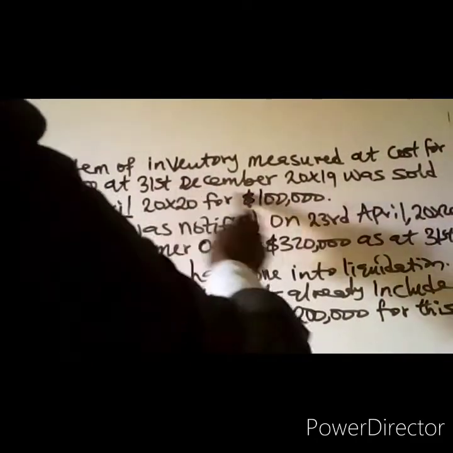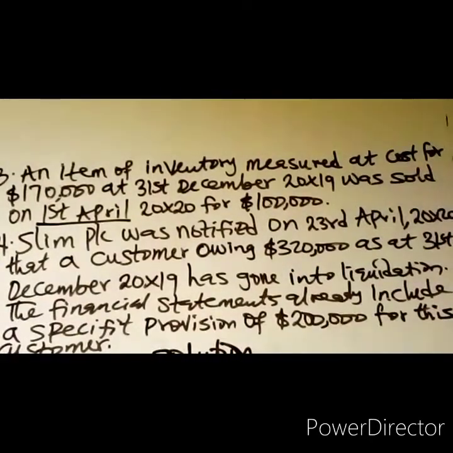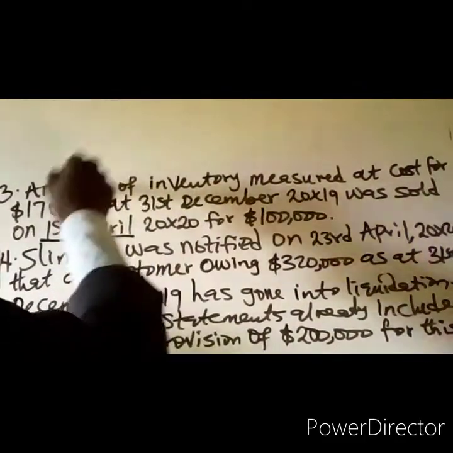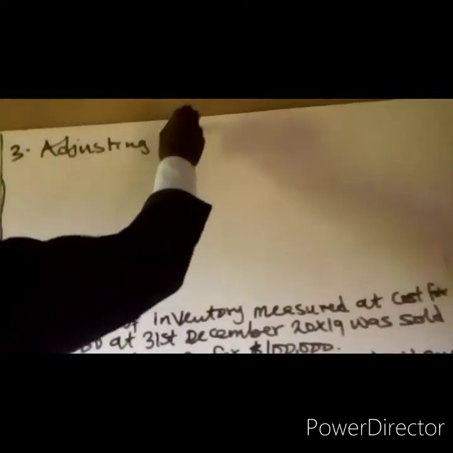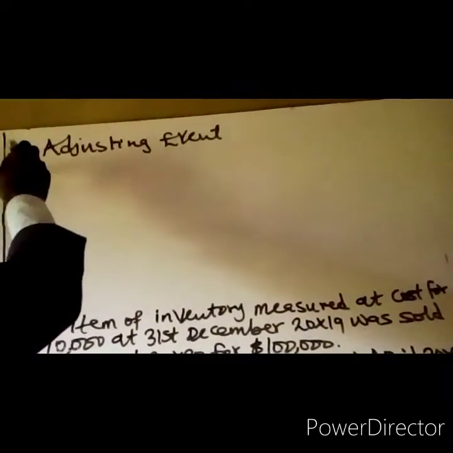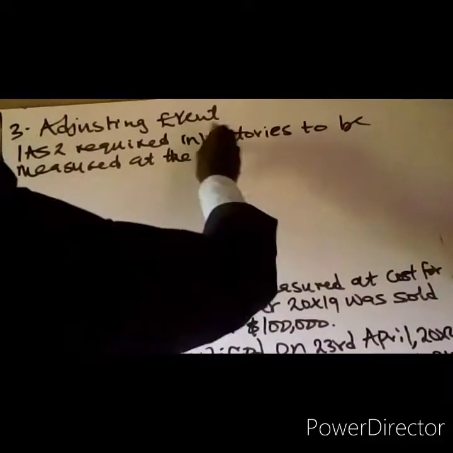But shortly after the year end, it was sold for $100,000. That means the amount recognized was not the lower of cost or net realizable value, so the amount recognized was overstated. The evidence is that the condition existed in the reporting period, so it is an adjusting event. IAS 2 requires inventories to be measured at the lower of cost or net realizable value.